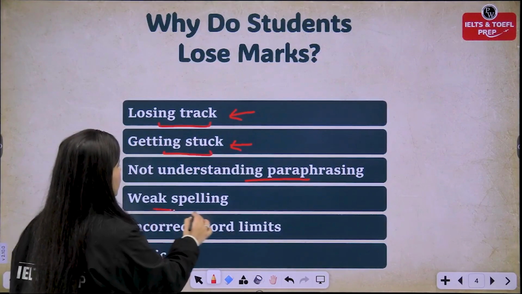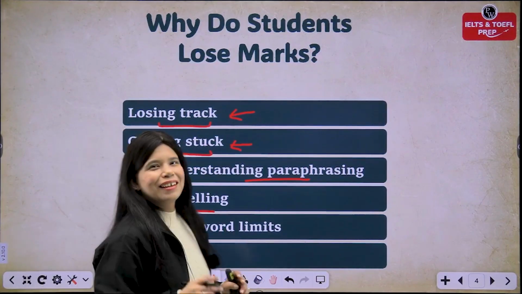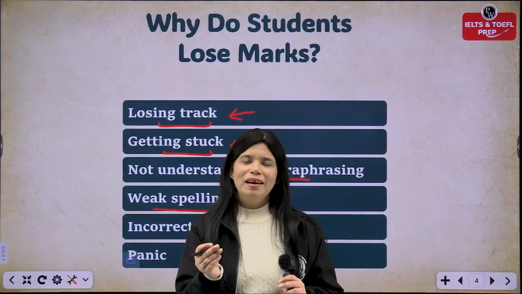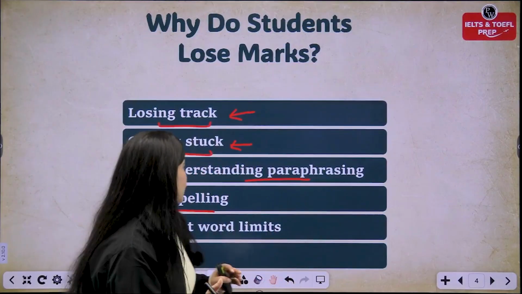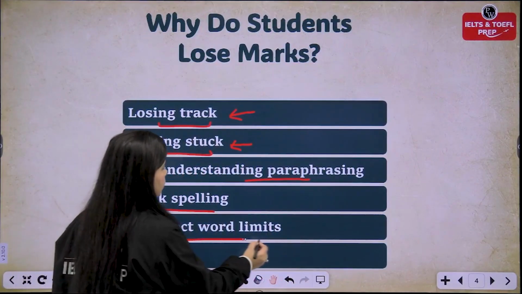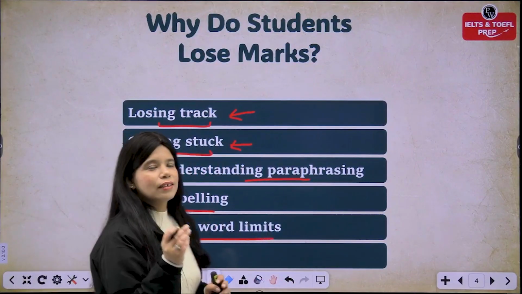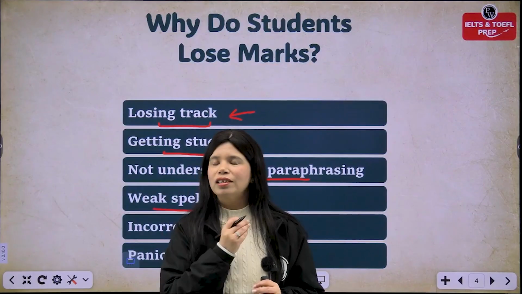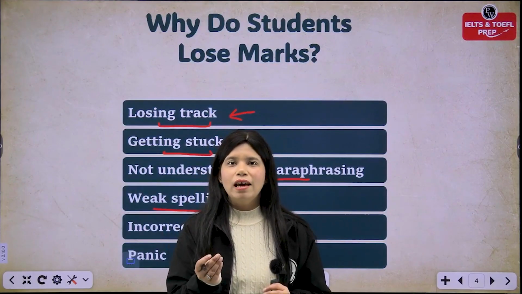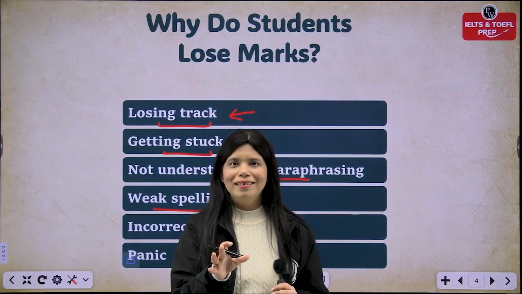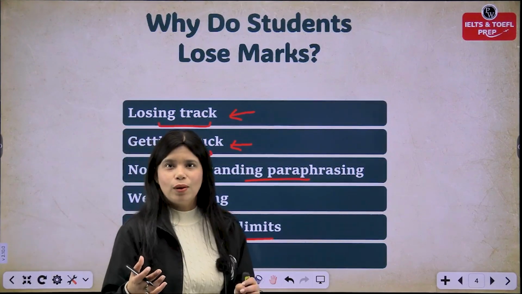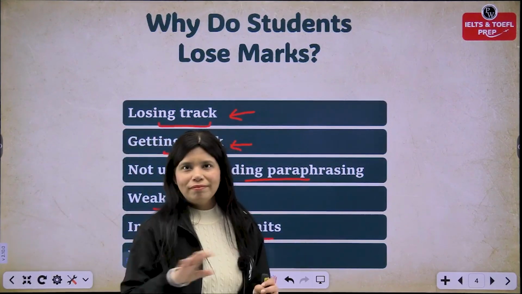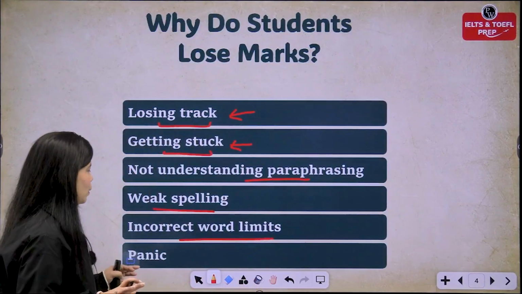And weak spellings. This is a heartbreaker, that sometimes you get the right word, but just because the spellings are not correct, you lose your marks. So this is another problem that some students face. And incorrect word limits. This is very common, but it should just not happen. Be very careful of the word limit. We'll understand about this, but yes, we are not supposed to exceed the word limit. If we do, we are not going to get any score for that answer.